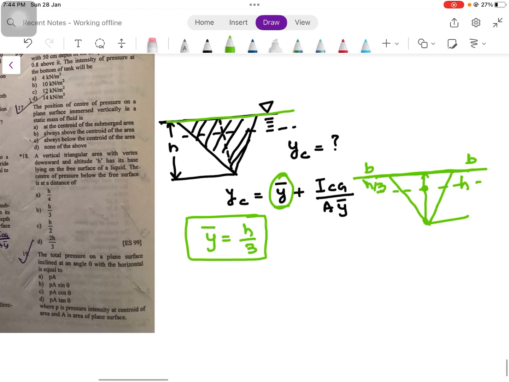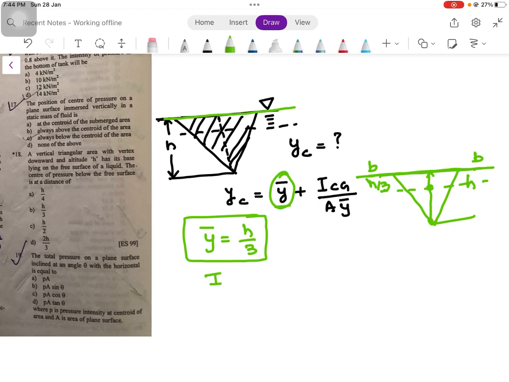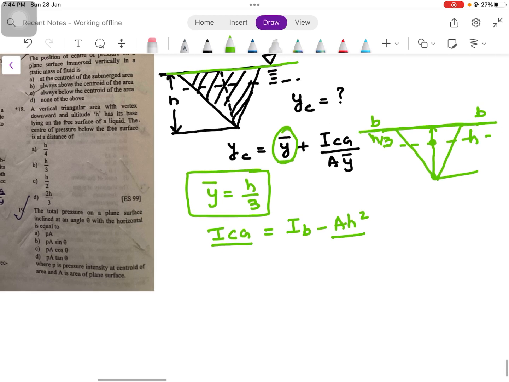Then the next term is ICG. Like in the previous case, we have to use the parallel axis theorem, which says that the moment of inertia about any axis equals the moment of inertia about an axis passing through the center of gravity plus the area times the square of the distance between the two axes.